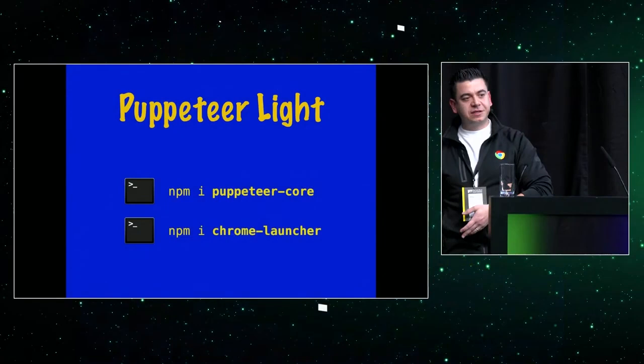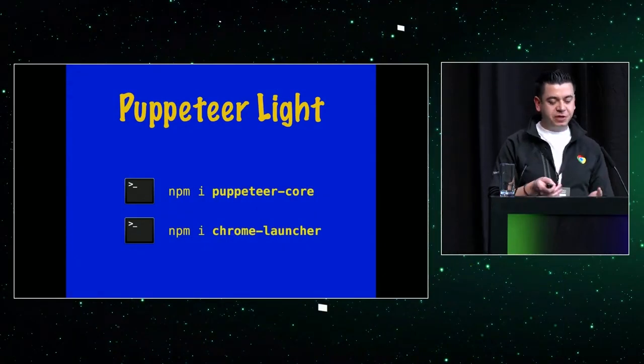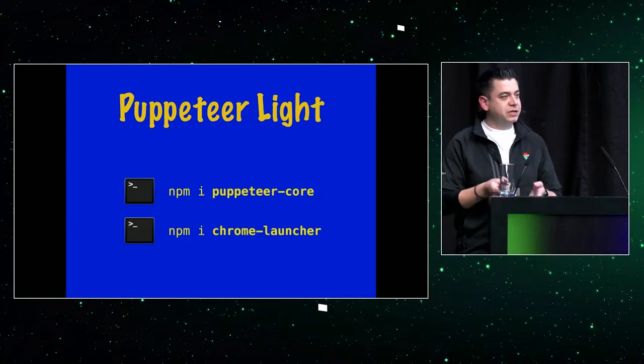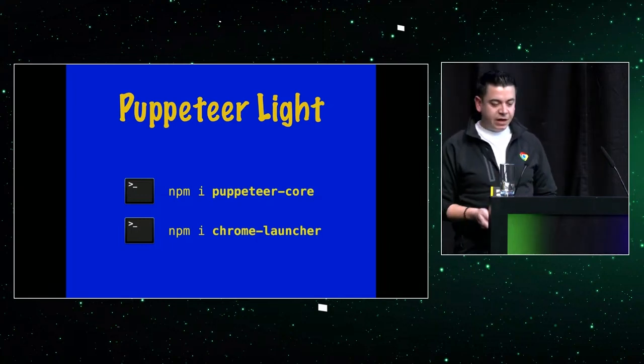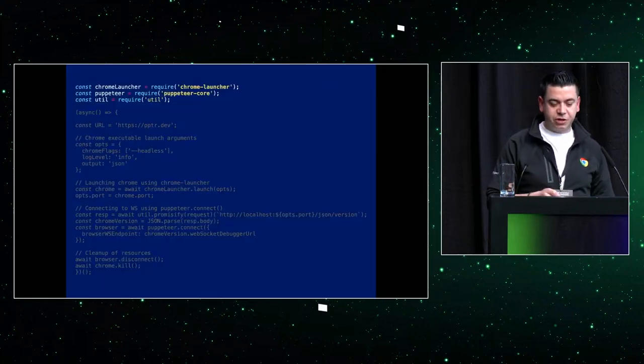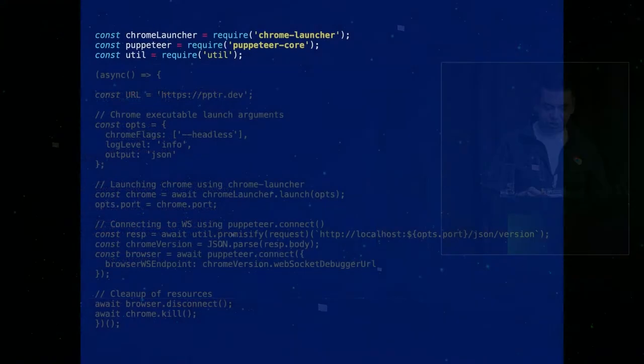Puppeteer Lite is a term that I coined myself. It's a combination of Puppeteer Core and Chrome Launcher to have a thin browser instrumentation way. I actually use this method in my open source library. I'm also going to show how it works later on. How they connect with each other.